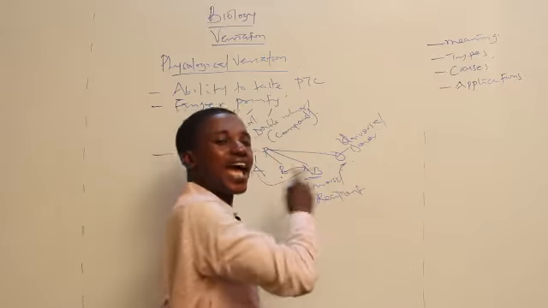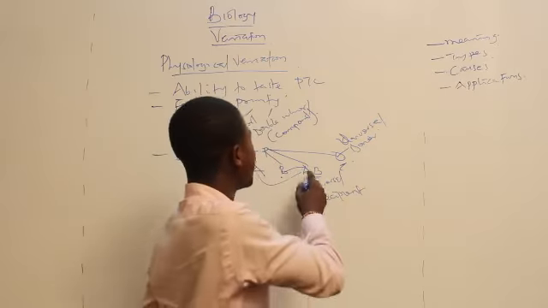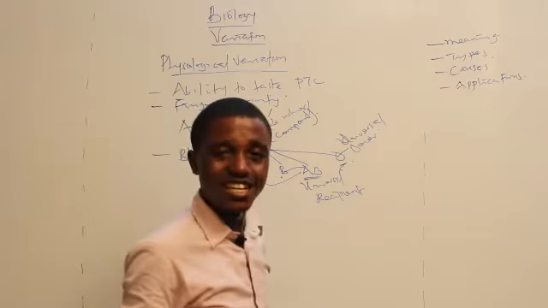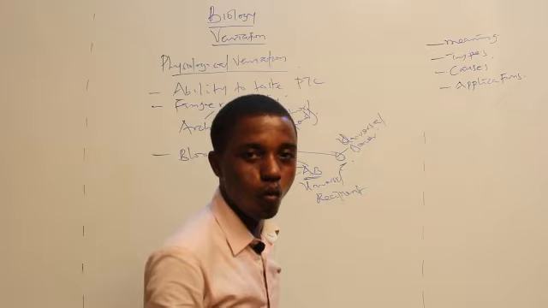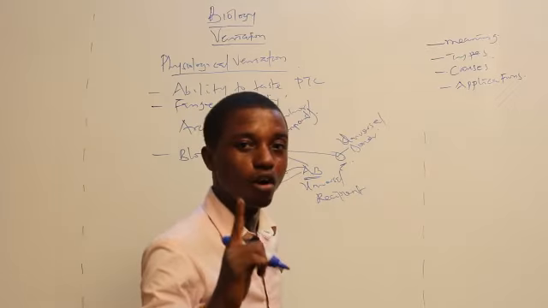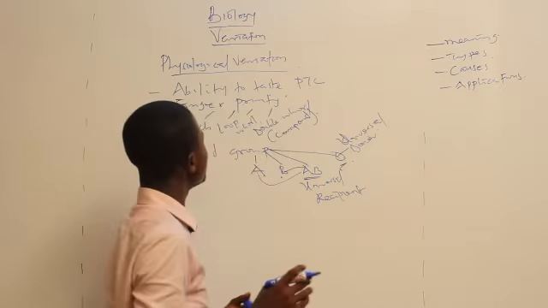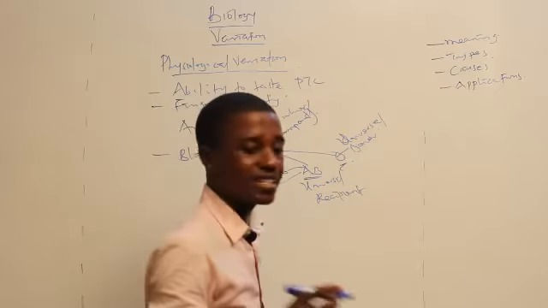O can donate to any one of them. AB can receive from any one of them. Are you with me? O can only receive from O. So having established this fact, can we still take a look at some examples?